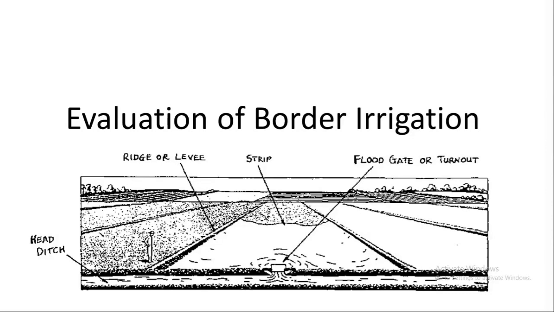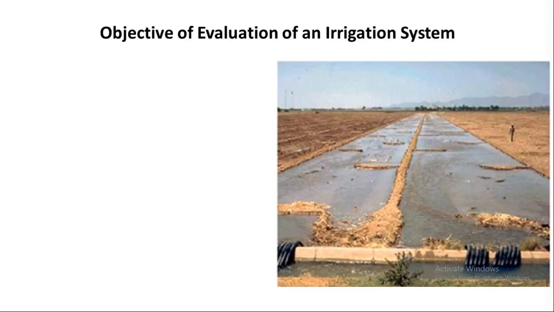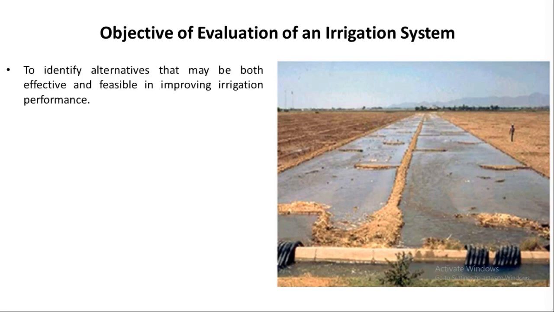Evaluation of border irrigation. Why do we evaluate an irrigation system? We do it to check its current performance and to suggest modifications which can improve its performance. The principal objective of evaluation is to identify alternatives that may be both effective and feasible in improving irrigation performance.